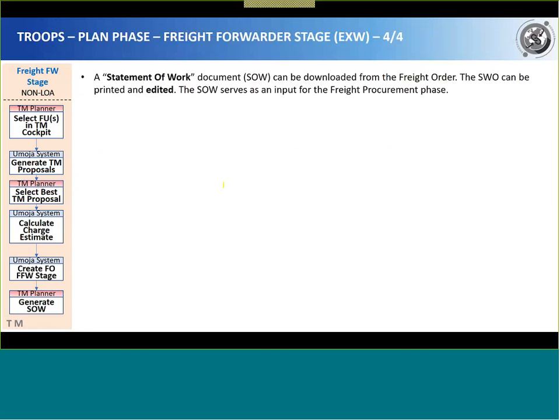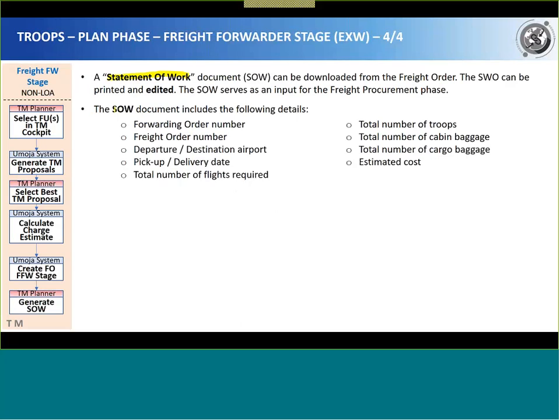All right. Then we have the statement of work document that can be printed and edited offline, with additional details. The statement of work will include details like the forwarding order number, freight order, and all the different requirements like departure and destination airports, and some other fields, okay?